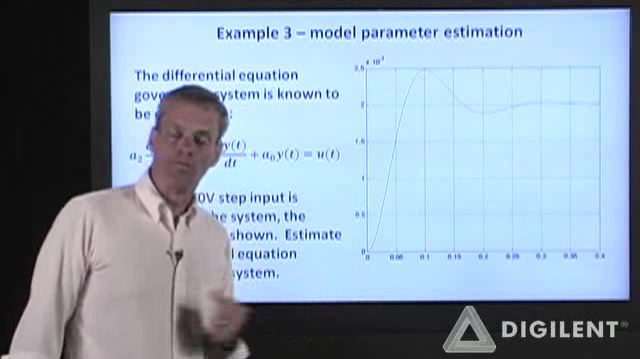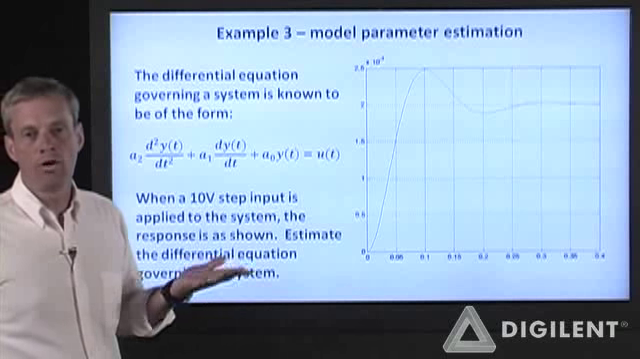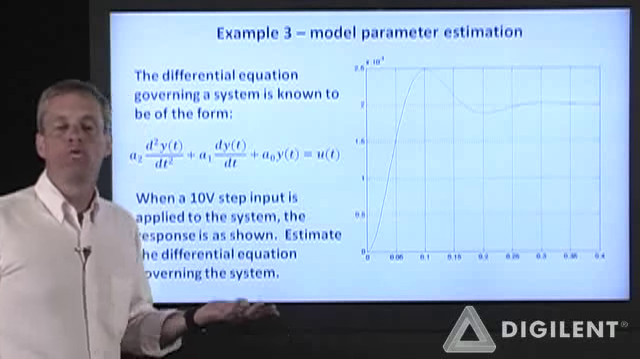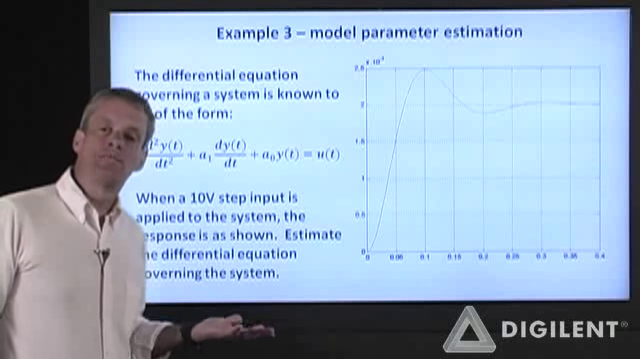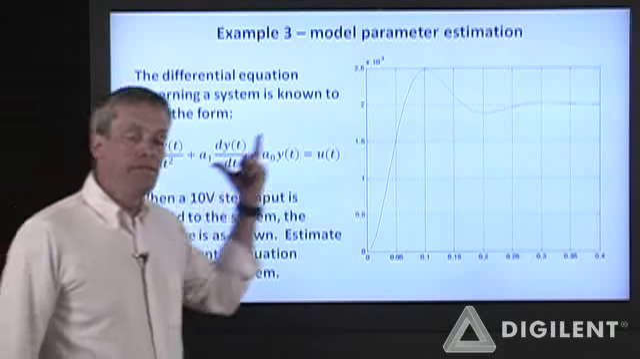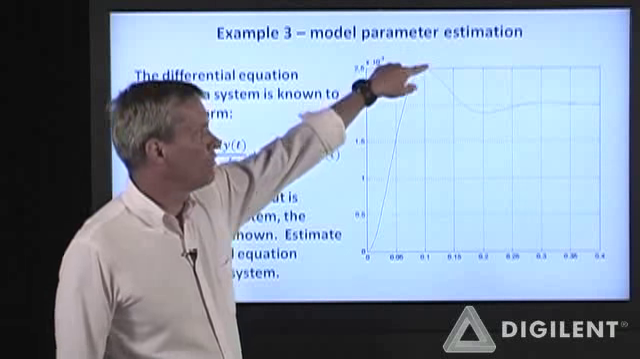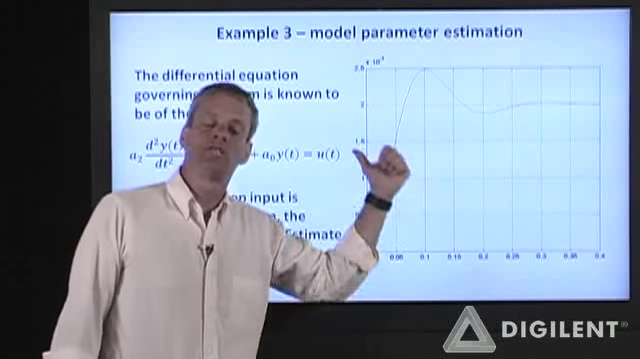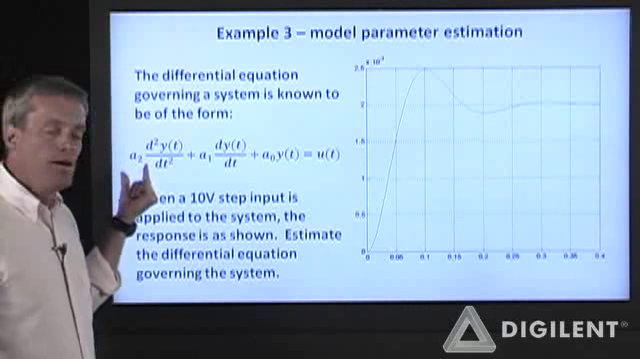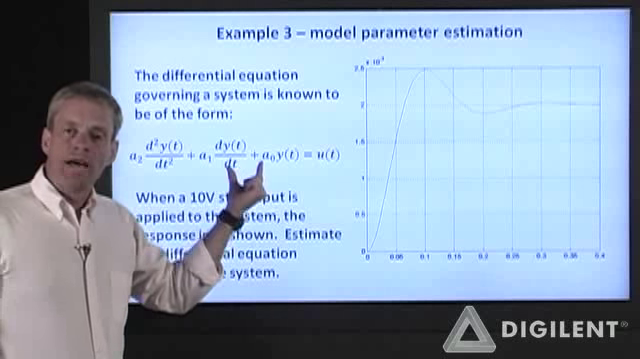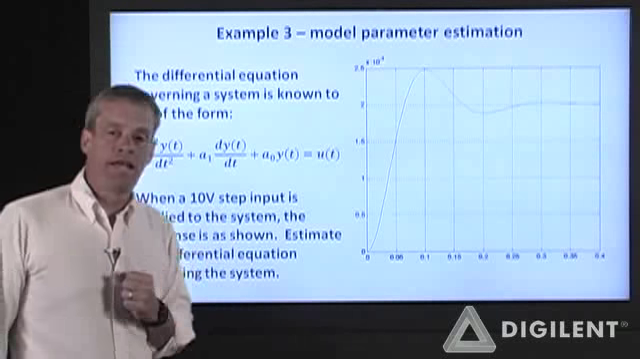When I apply 10 volts as a step to the system, and I can measure the response, I get the following curve. Now, from our previous examples, we know how to relate the overshoot to the damping ratio. We know how to relate the rise time to the natural frequency. We know how to estimate the steady state response. In this particular example, what we're going to need to do is measure a rise time, an overshoot, and a steady state response, and essentially use those relationships in reverse to estimate damping ratio, natural frequency, DC gain. From that, we can determine a2, a1, and a0.